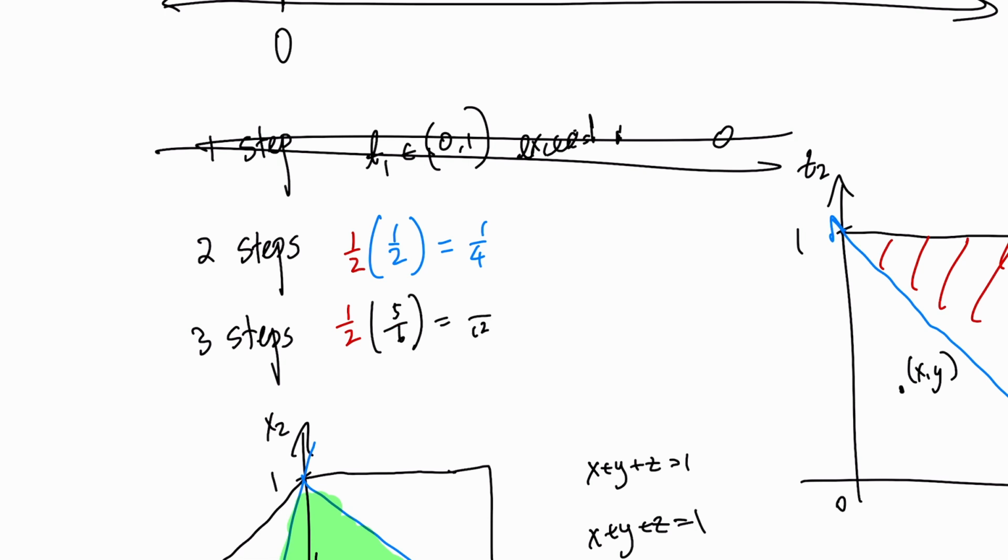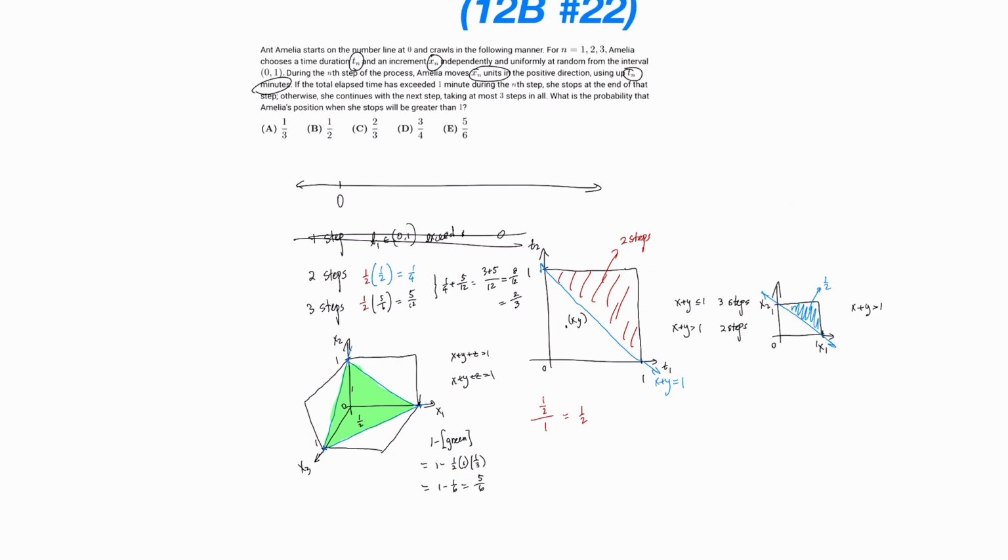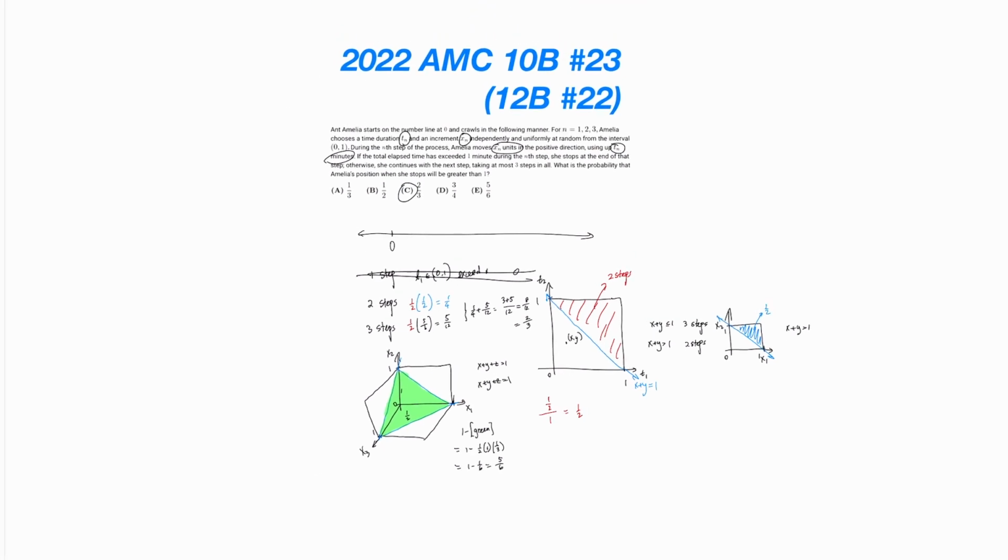Times 1/2, that is going to be a probability of 5/12. And we can just add up these two probabilities. That gives us 3 plus 5 over 12, or 8/12, which can be simplified to 2/3. And that is our answer choice C.